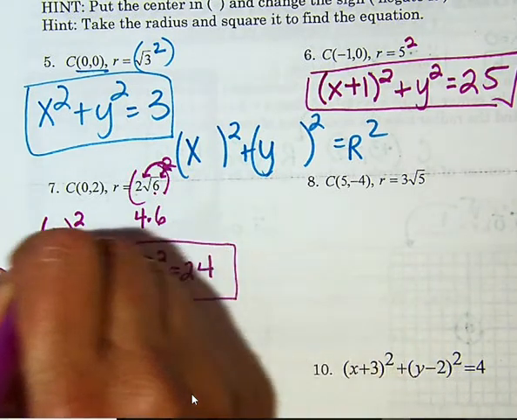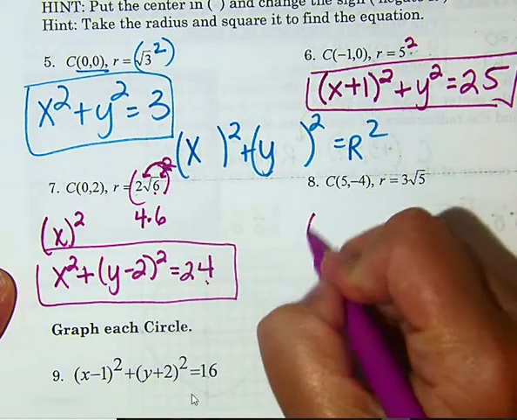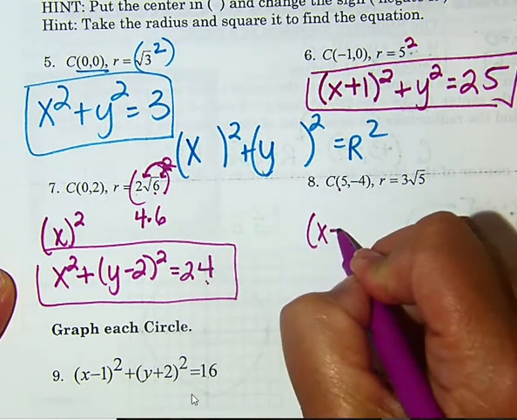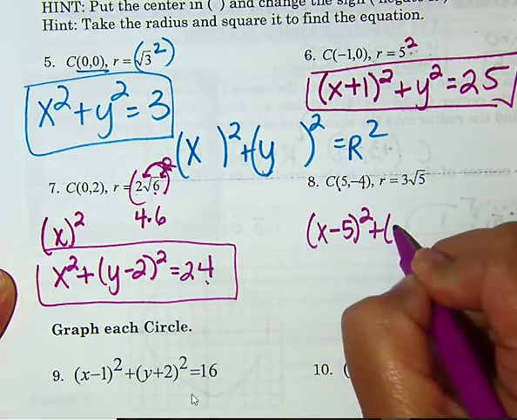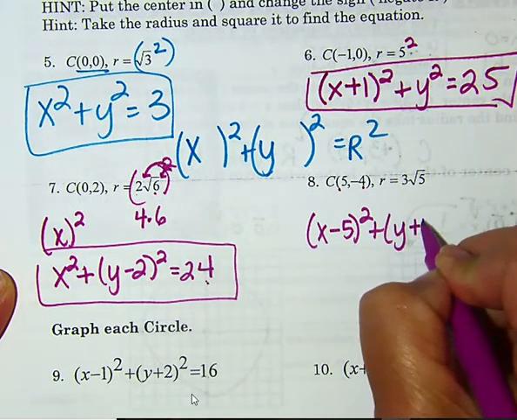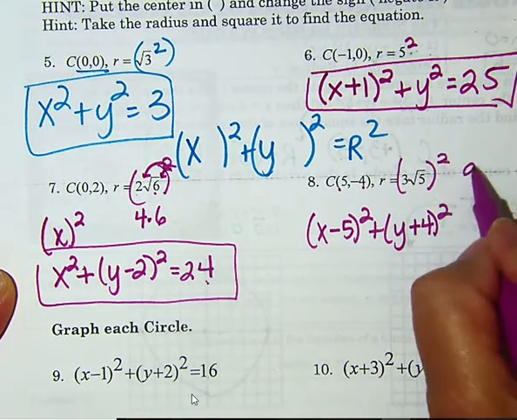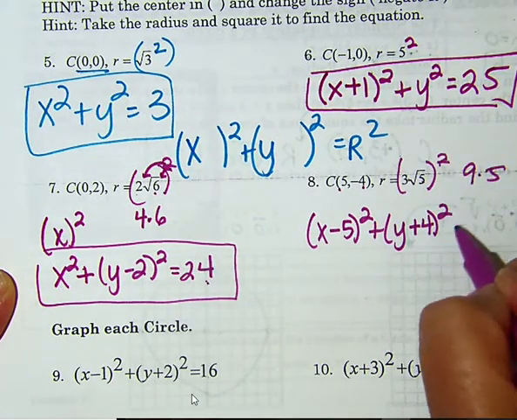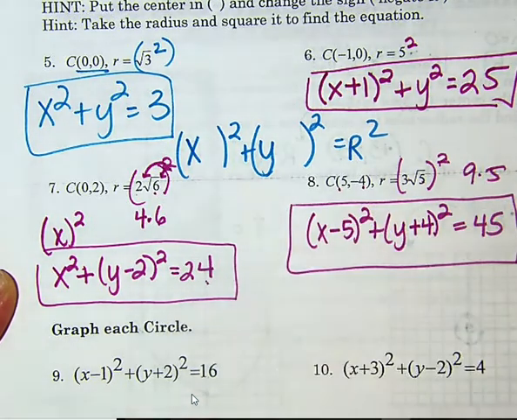I'm not going to make you graph this because it's a square root. Okay. Next one. x pulled down, minus 5 squared. You're going to pull the 4 down and make it a plus. And then I'm going to square both. 3 squared is 9. Square root of 5 squared is 5. And this is going to be 45.